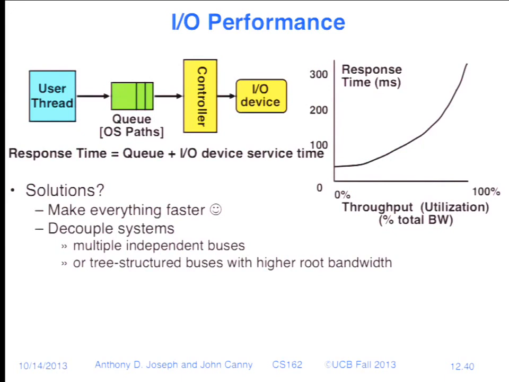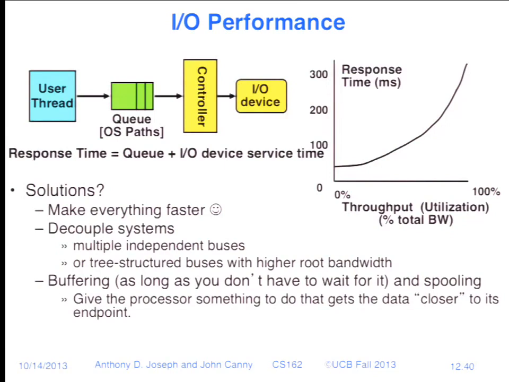The better solution is to try to decouple things, because with queuing theory, the worst problem is if you have many things going into the same queue. If you can make them independent and allow events to go through different buses, or basically provide different channels that are independent, you basically decouple the queuing events. On tree-structured buses like USB, if you put more bandwidth at the root, you create more independent paths through the tree. And finally, buffering and spooling, which are ways of giving the process a way of moving the data somewhere, hopefully closer to its endpoint, without necessarily executing it.